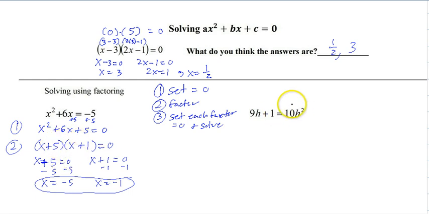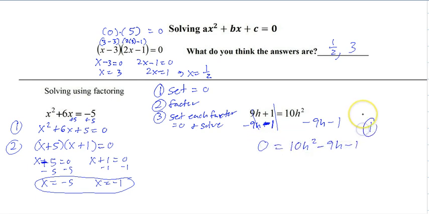Alright, let's try another. So there's your 10h squared. So we need to move everything over to the h squared side. So we get 0. And that's step 1. Step 2, we have to factor. So this is 10h, and that's h. Minus 1 plus 1, and let's check it. 10h squared minus 10h plus h is this minus 9h and minus 1.